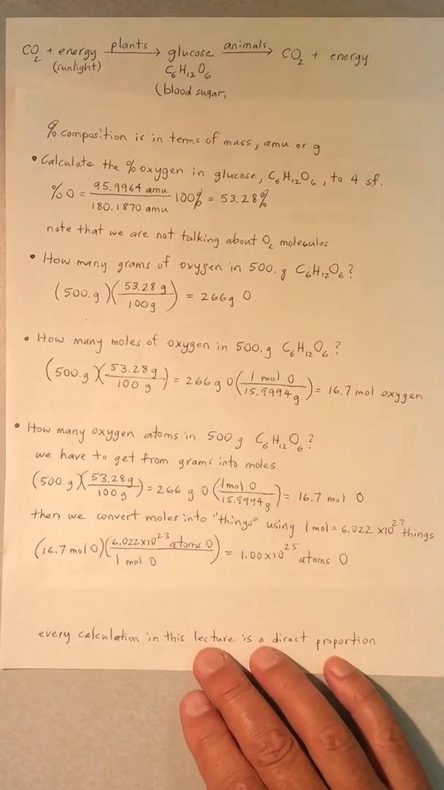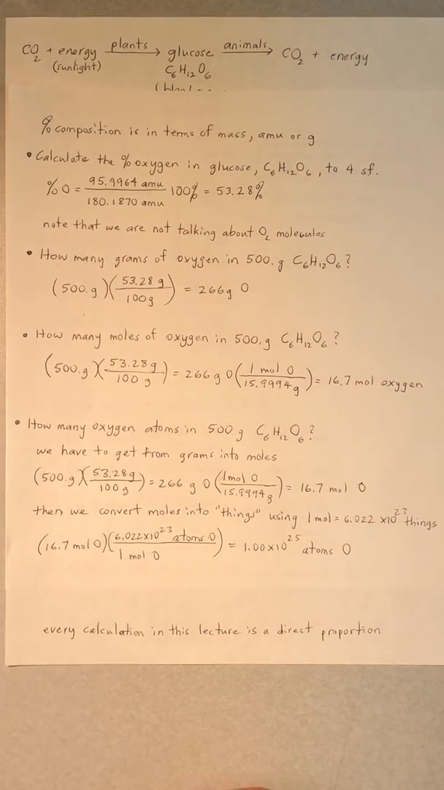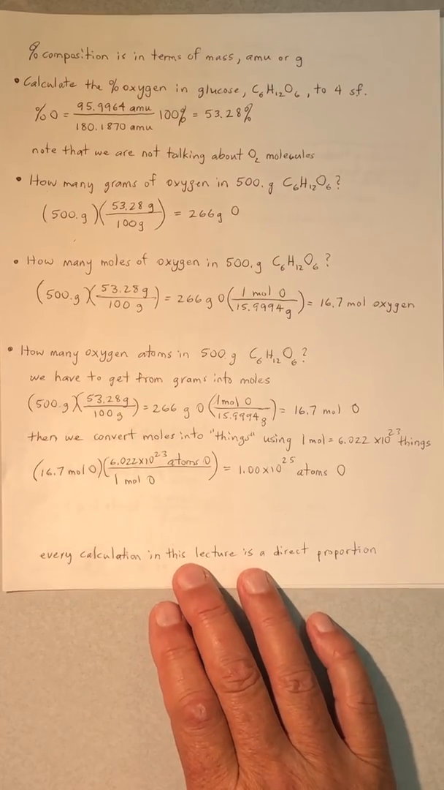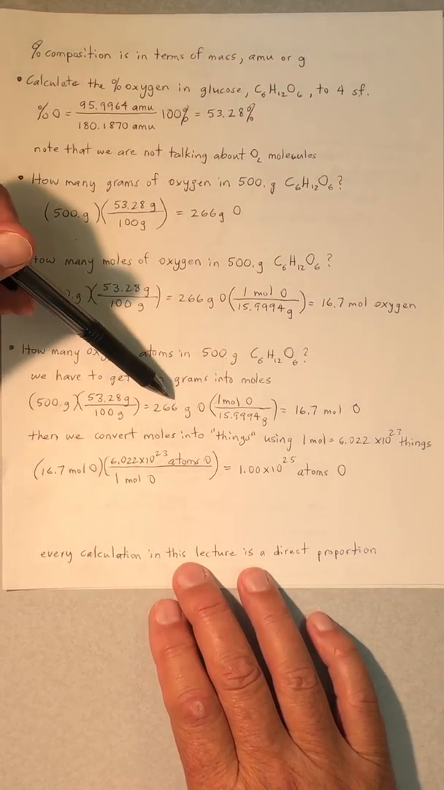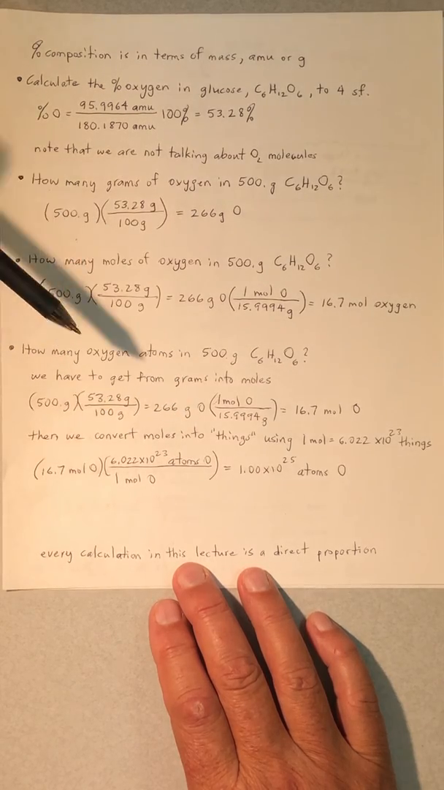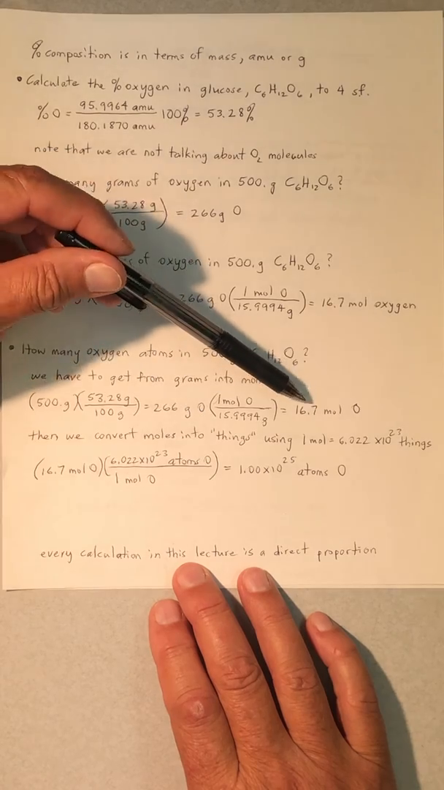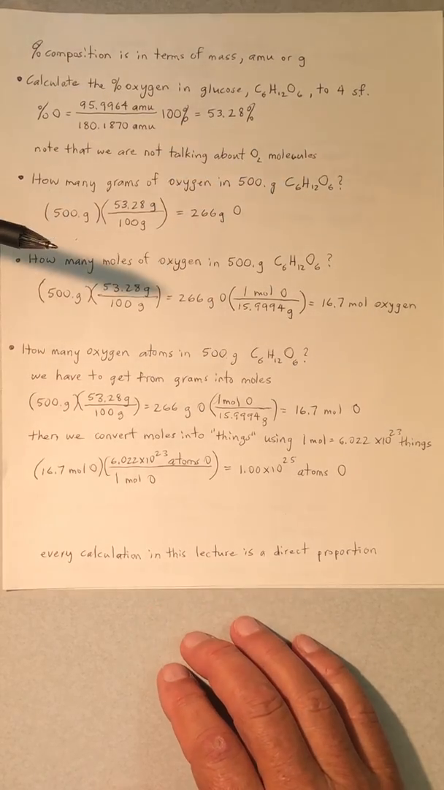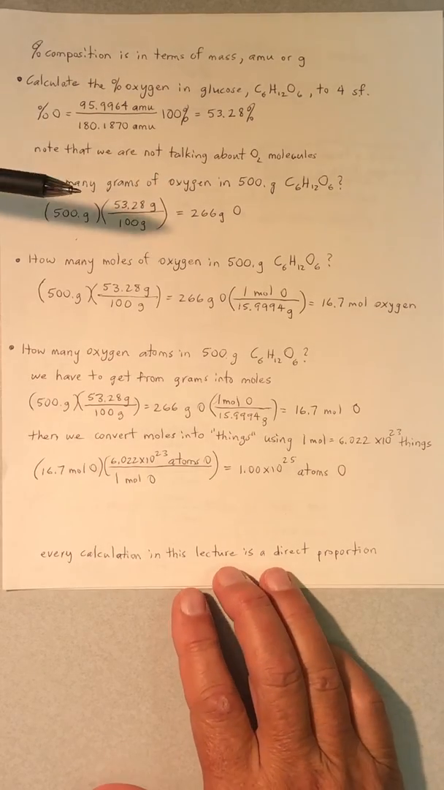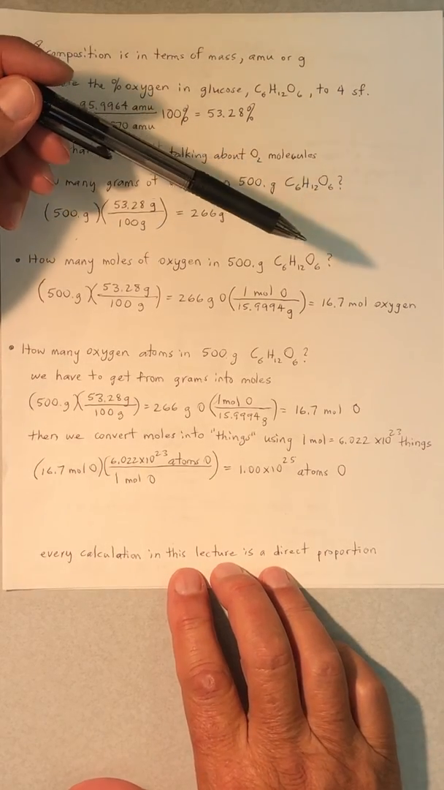Another calculation, how many oxygen atoms in 500 grams of glucose? Well, again, we have to get grams into moles. So I had to repeat all these conversions right here. So first I got the grams of oxygen using the percent oxygen. Then I convert that into moles of oxygen. And then we need to convert moles into atoms. So remember that conversion factor is Avogadro's number.